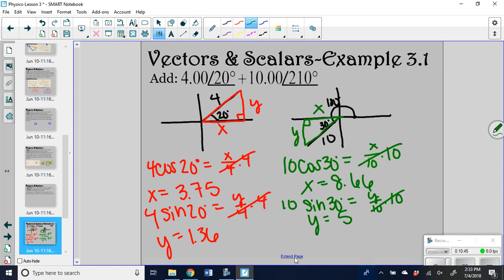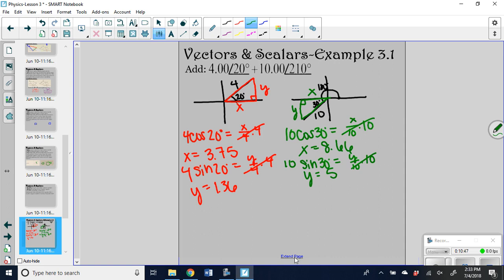You have to get your x and y values for each. So now you need to add your x values together and add your y values together. So this first x right here, we went to the right. So this is a positive number, and this y value, we went up. So this is a positive number. For this one, we went to the left. So that's a negative because we went to the left. Those are negative x values. And we went down for our y value, so that's a negative.